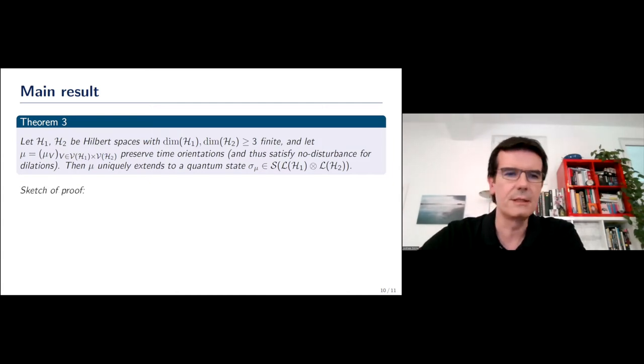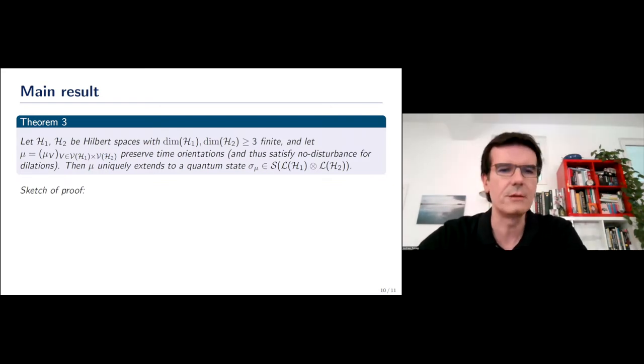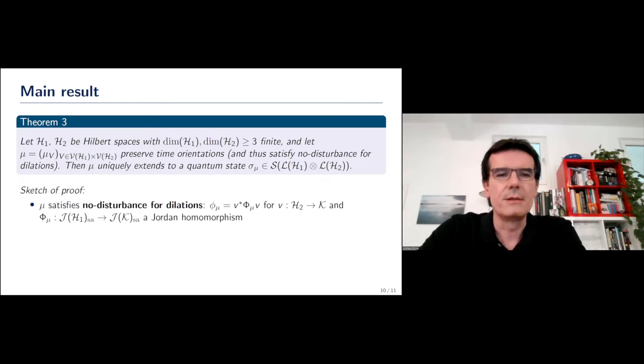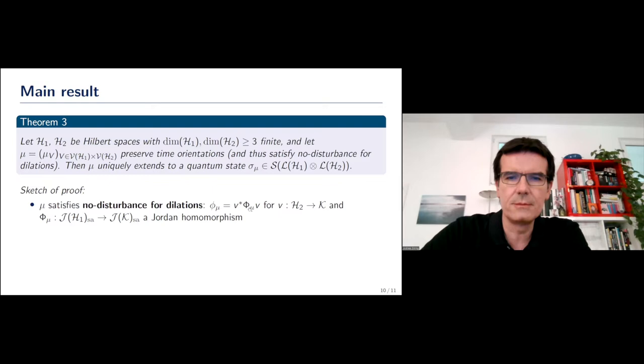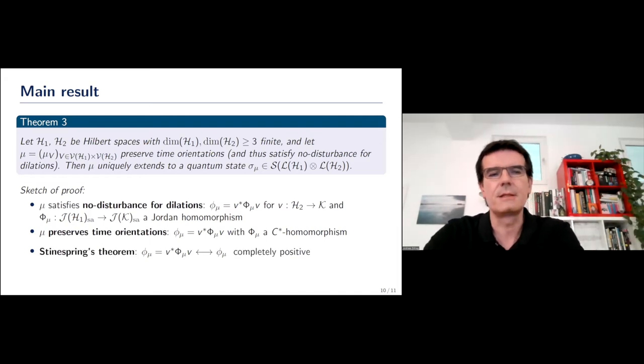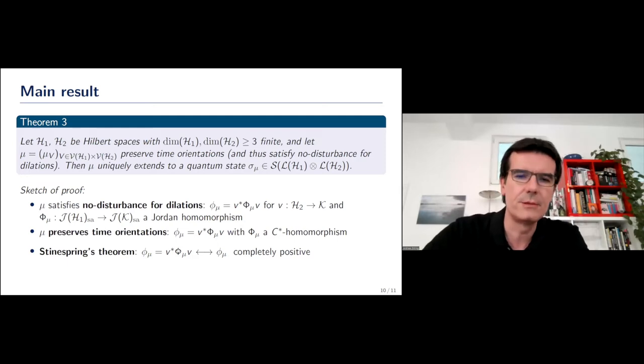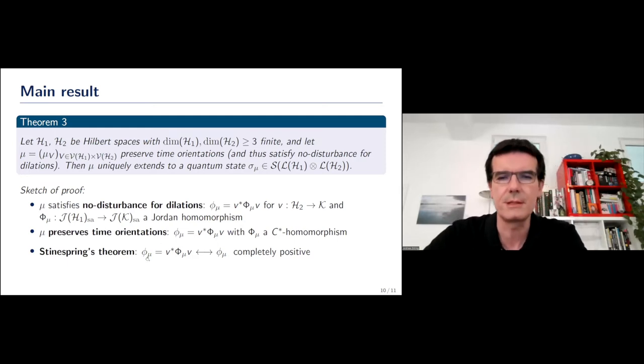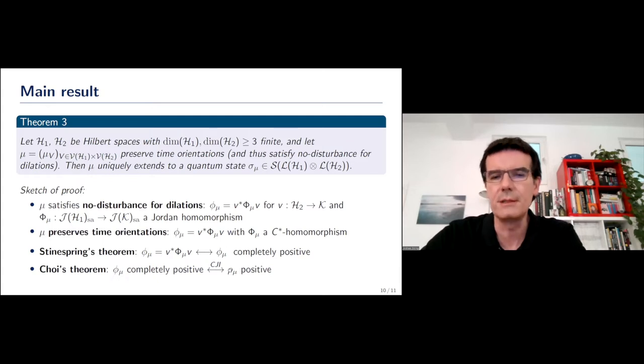And the sketch of the proof, or the ideas, are the following, even if you didn't follow what I said so far. These are the main ideas here. Mu satisfies no disturbance for dilations means we can write phi mu in this form for some large Hilbert space K into which we can map H2. And this big phi mu here is a Jordan homomorphism. Then we also assume that mu preserves time orientations. This guarantees that the phi mu is not just a Jordan, but even a C-star homomorphism. And then we can apply Stinespring's theorem, which says that if we have a C-star homomorphism here, this guarantees that phi mu is completely positive. And then again, by Choi's theorem, to such a completely positive channel phi mu, there corresponds a positive state rho mu. And this is exactly what we wanted to achieve. We wanted to show how we guarantee positivity of these things.